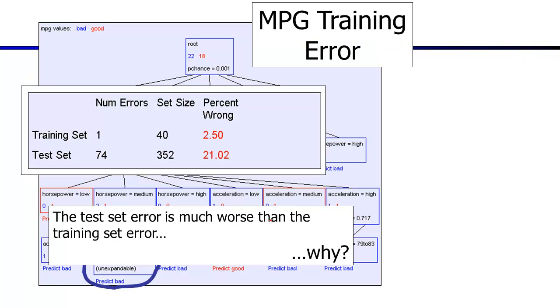For example, if we learned the tree that we just learned and then went to look at some test data, here's what happened. Training set had one error, that one example that we couldn't deal with. The test set has 74 errors out of 352. Percent wrong on the test set is 21%. On the training set, only 2.5%. What that means is that we were overfitting to our training set and now we don't generalize all that well.